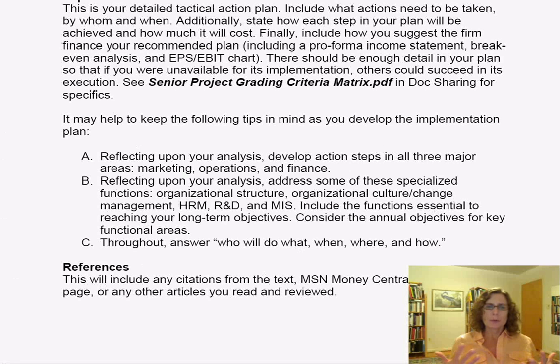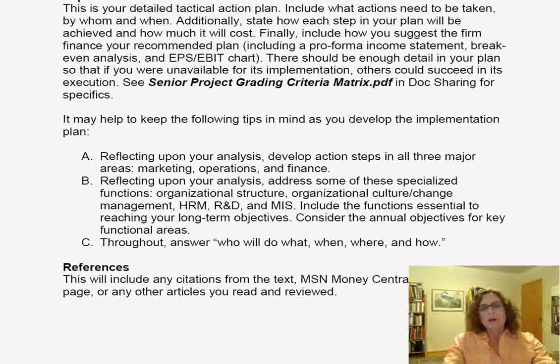Here are some tips for developing your implementation plan. Look at what you're doing and how the different functional areas are going to be affected in terms of what they need to do to implement the plan. So what does marketing have to do? What does operations need to do? What do the finance folks need to do? So you want to develop steps in all of those areas that are going to be required to implement your strategy.